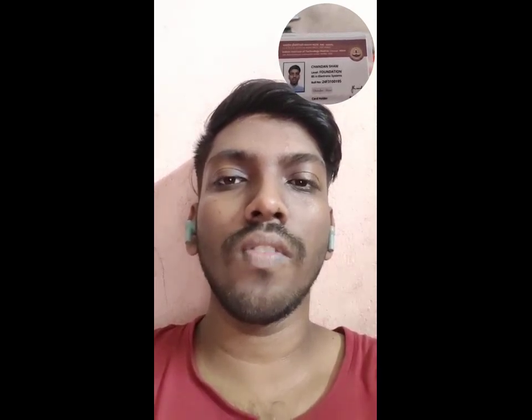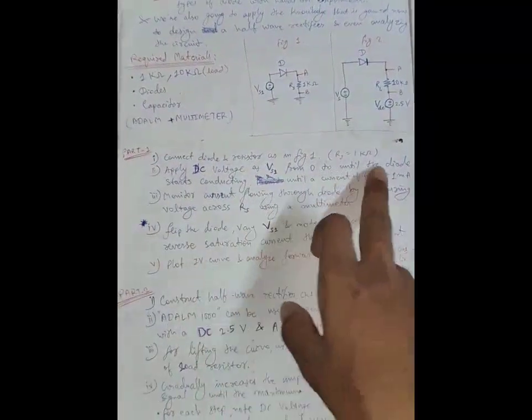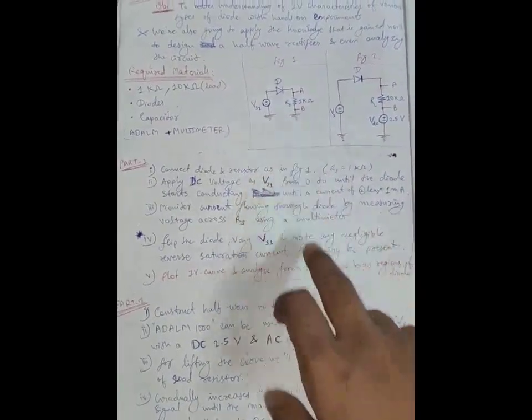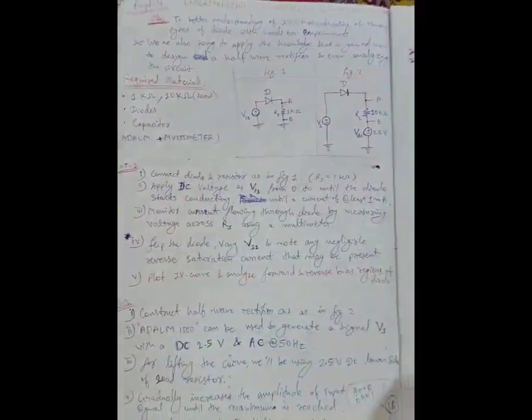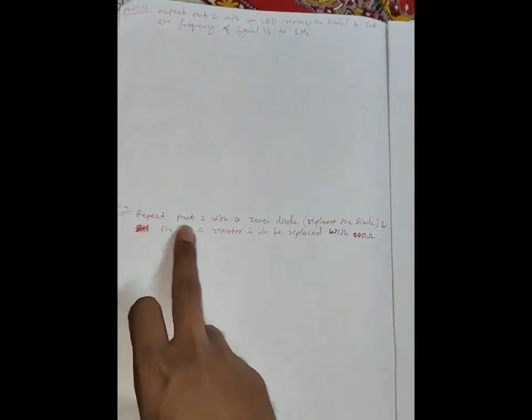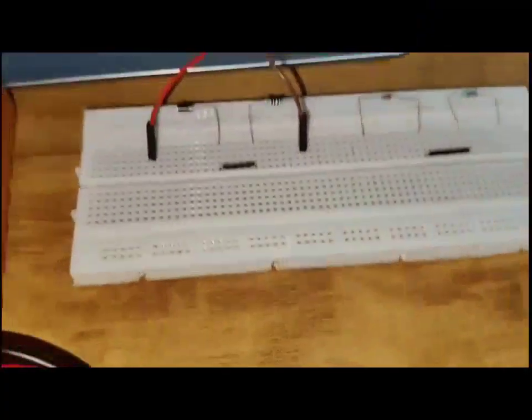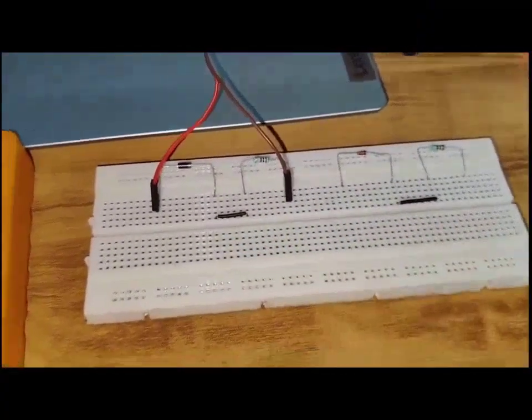We are also going to apply the knowledge that we gain to design a half-wave rectifier circuit and analyze the circuit. We are starting with part 1, and this is the circuit, and these are the materials required. Part 1 and part 4 are similar, so we are going to do both in one go.